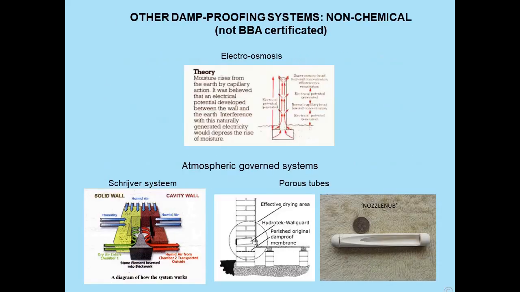Other damp-proofing systems are non-chemical and not British Board of Agrément certified. There's the electro-osmotic system, which is around and is reported to be effective. The other systems are basically atmospheric governed systems, the Schrijver system and porous tubes. They work on atmospherics, they require air exchange. Of course, that is enormously variable depending on wind direction and wind strength, and whether anything is on the outside of the wall that can prevent decent air access to that wall.